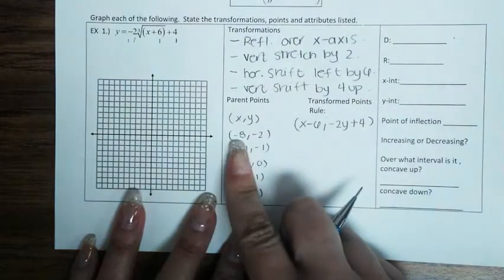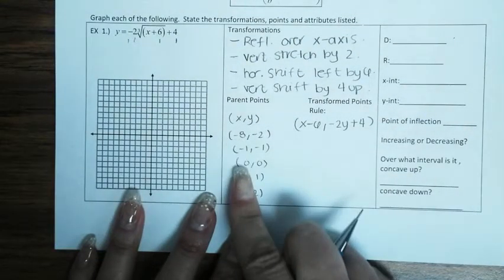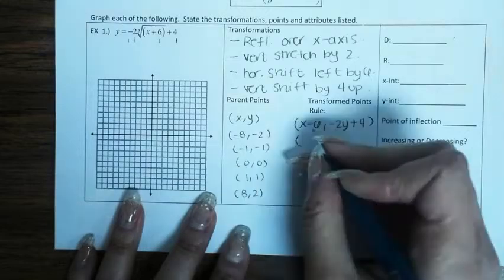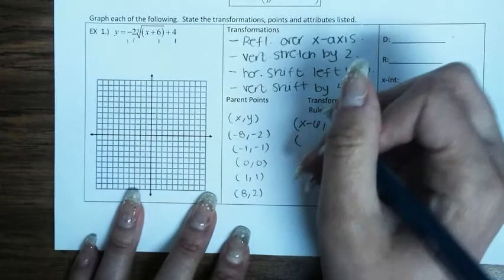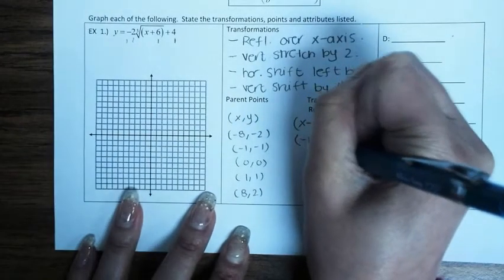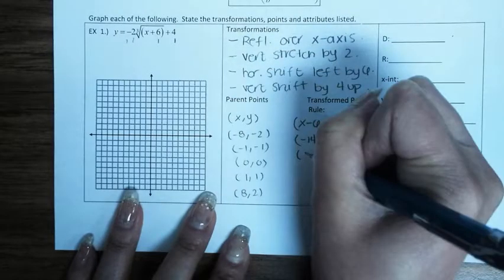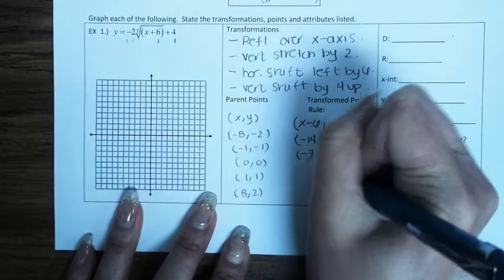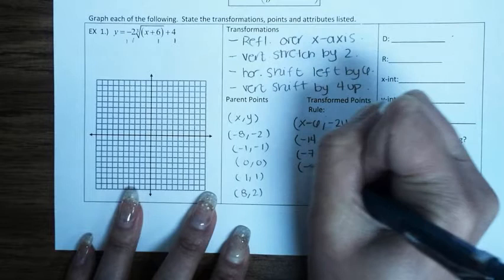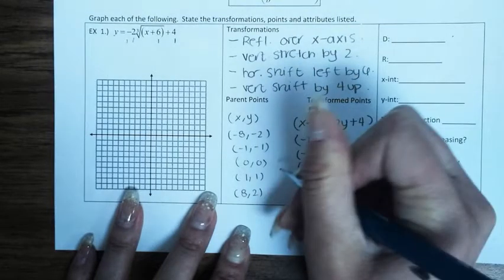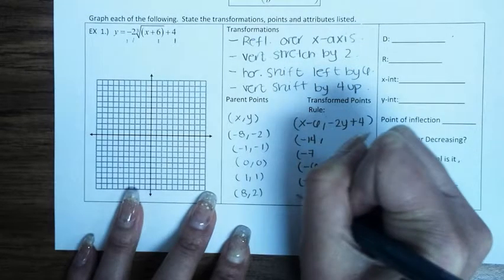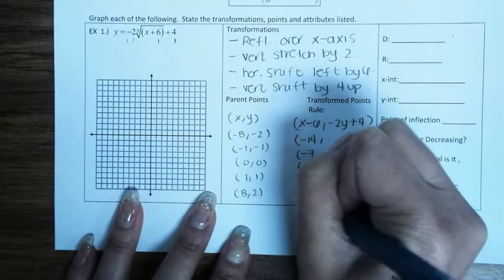Now I'm going to plug in each of the x's here. So you have that -8 minus 6 is going to be -14, okay. -1 minus 6 is going to be -7, 0 minus 6 is -6, 1 minus 6 is going to be -5, and last but not least, 8 minus 6 is going to be +2. So I have all my x's here.